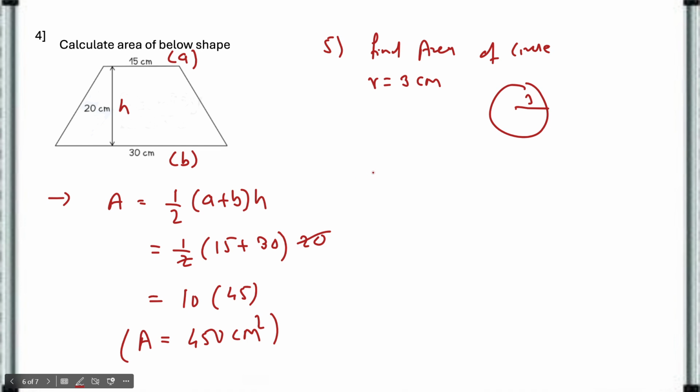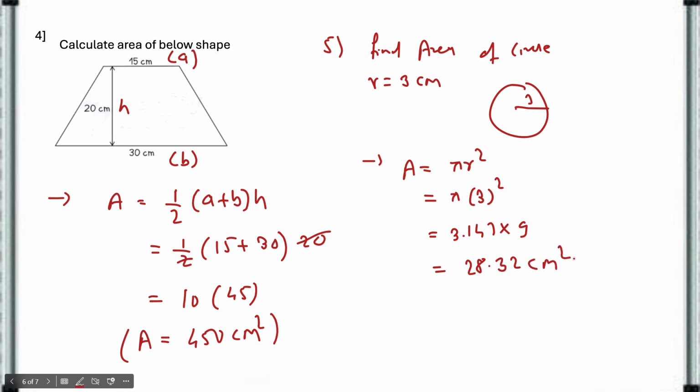So we have the formula of area of circle, that is area of circle is pi r square, right? We have the value of r, radius they have given. So pi into r square means 3 square. Pi means 3.147, or 22/7 also you can use, into r square means 9. Now I'm just multiplying these two terms: 3.147 into 9, you will get 28.32 centimeter square. So in this way you can find area of circle also.